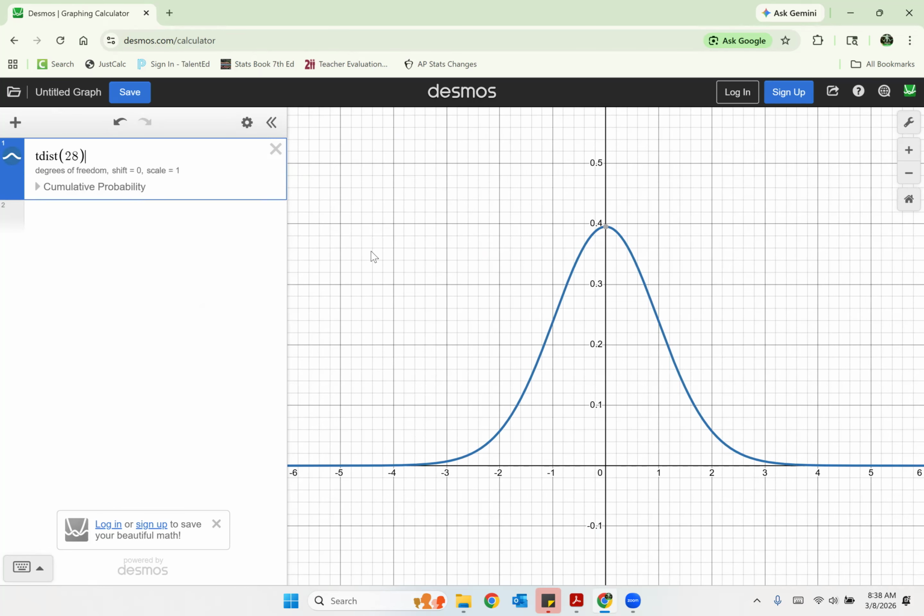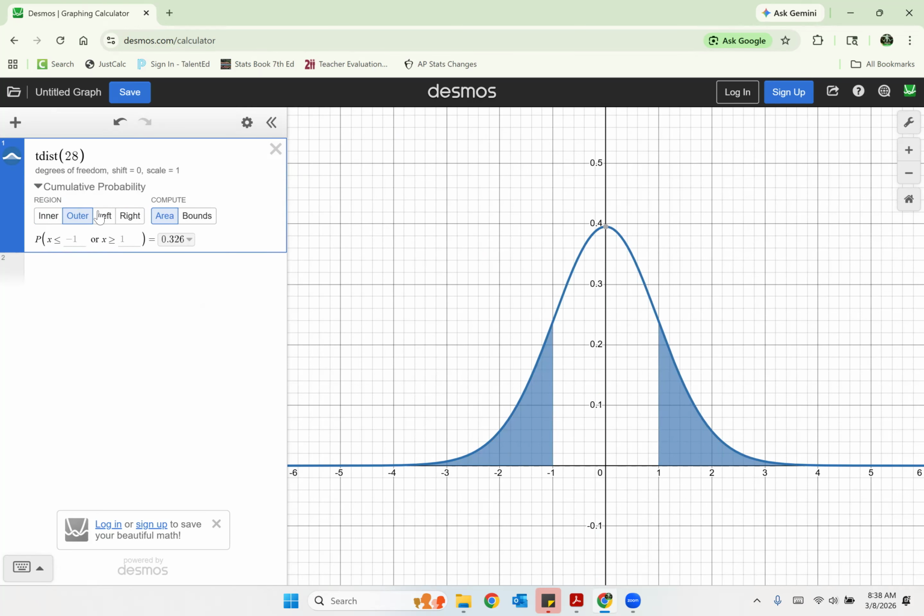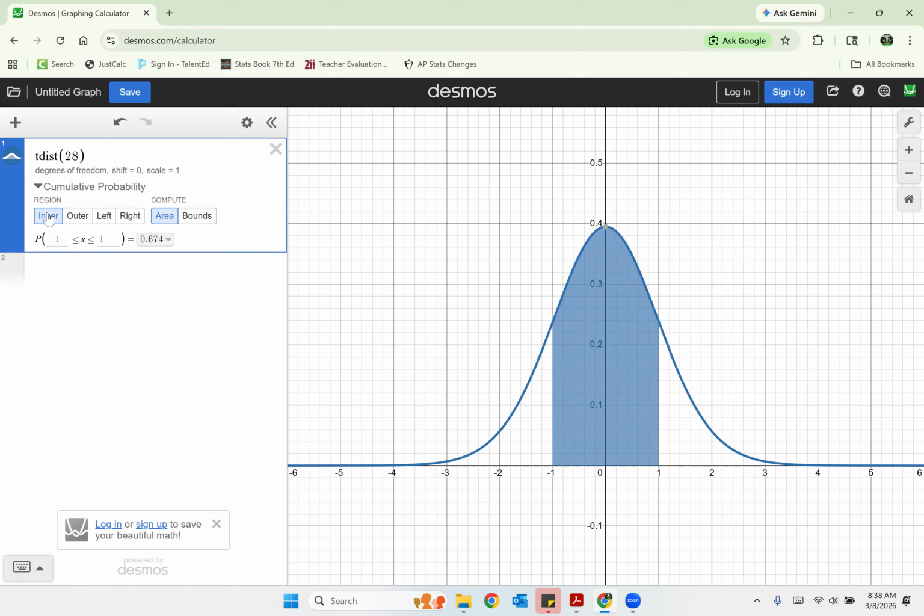It is not a normal distribution. It does look bell-shaped, but it's got a different spread. It does not follow empirical rule. Let's open up our probability tab. And these region buttons are really nice, okay? Outer, left, right. But for confidence interval, we generally are looking at two bounds that trap an interval between. So I'm going to stick with inner.